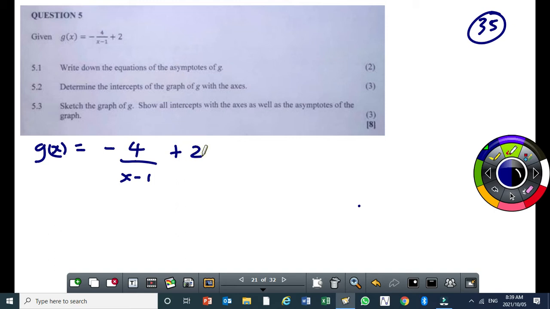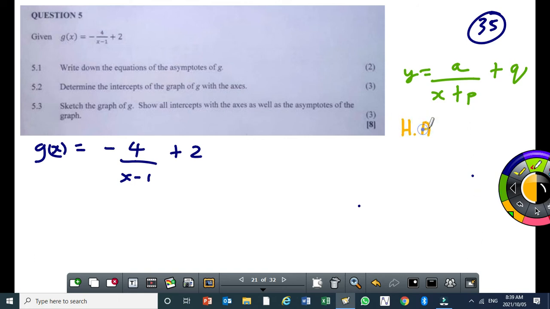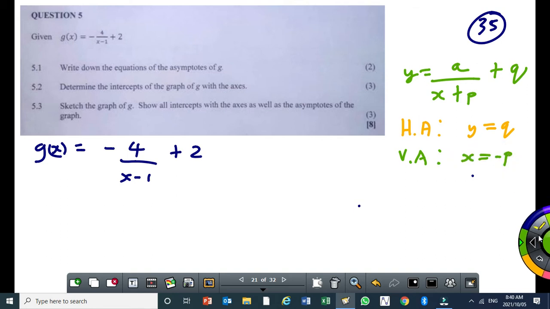Now, it's very important for you to know the general equation of a hyperbolic function. You have to memorize it. Right? The general equation is y equal to a over x plus p, plus q. If the general equation is like this, the horizontal asymptote will be y equal to q. The vertical asymptote will be x equal to minus p.